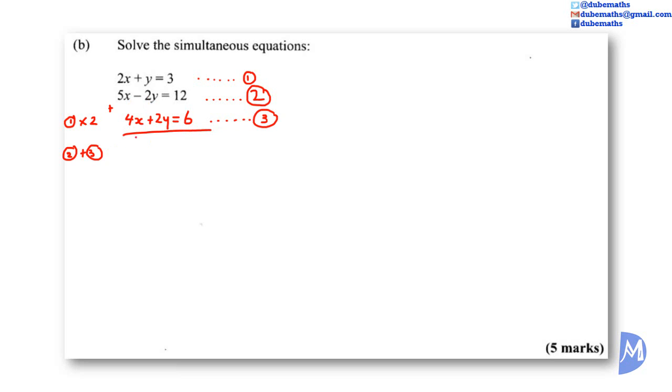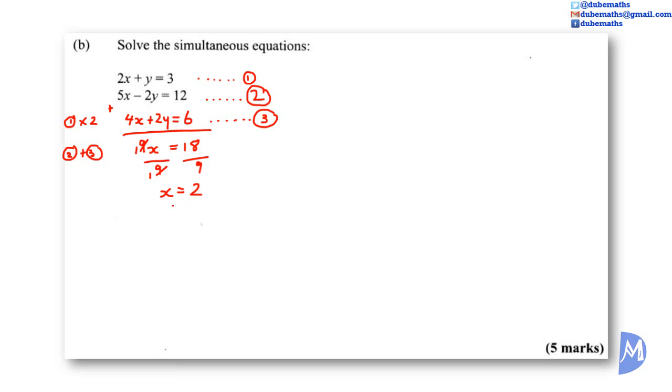5x plus 4x is equal to 9x. Negative 2y added to positive 2y is equal to 0. And 12 added to 6 is equal to 18. Dividing both sides by 9. The 9's cancel, to remain with x is equal to 18 divided by 9, is equal to 2. X is equal to 2.